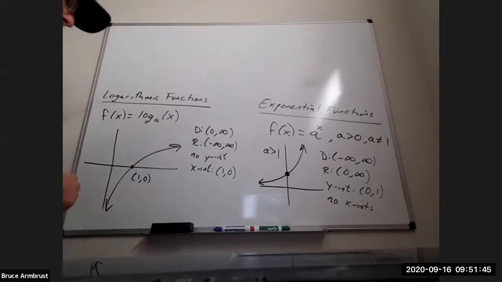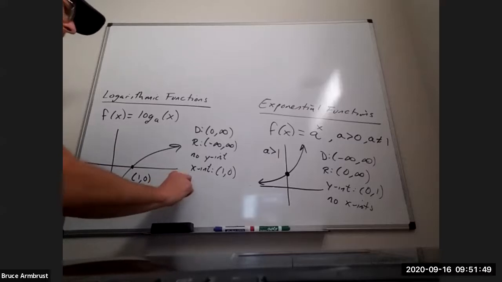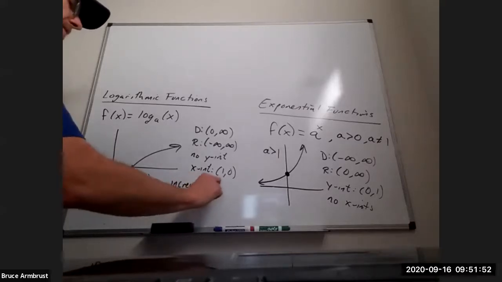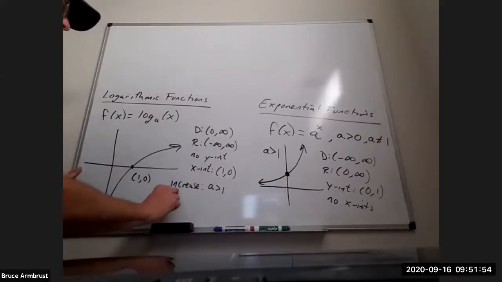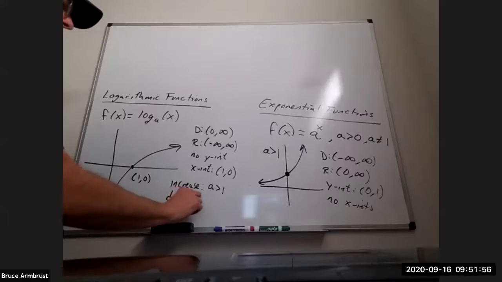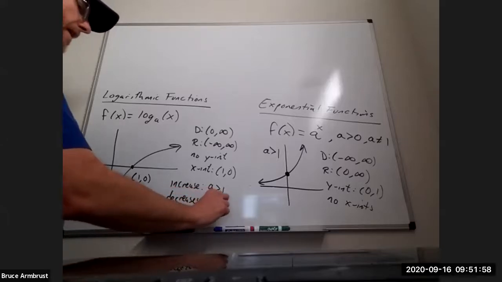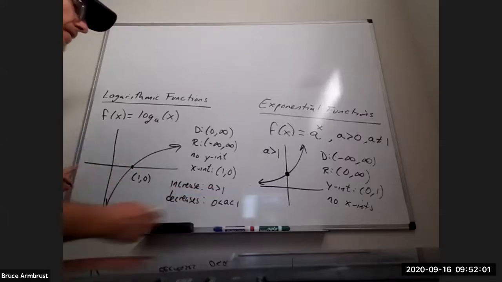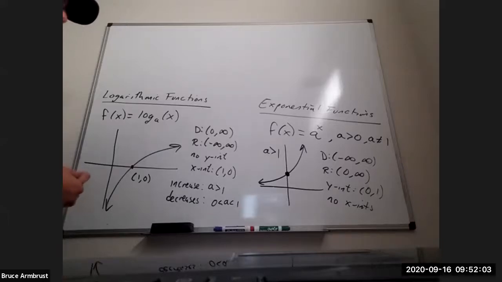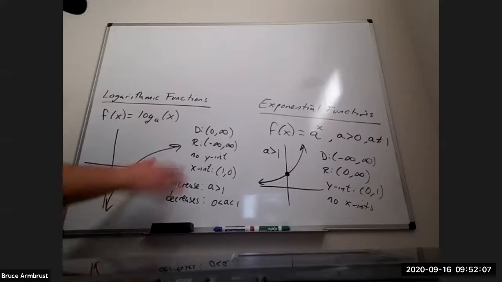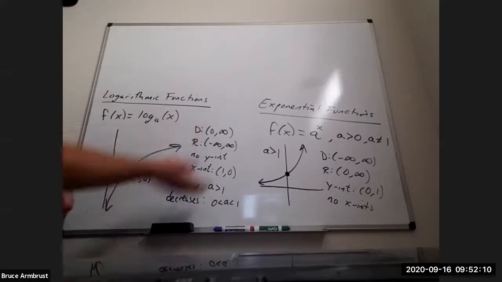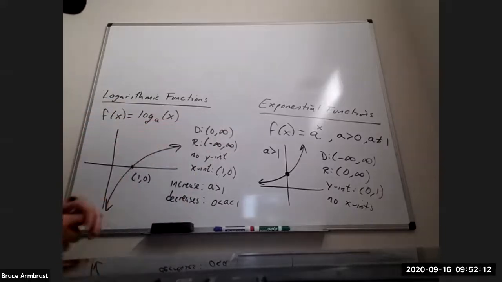In terms of increasing and decreasing, we actually have the exact same scenario as with exponentials. It increases if the base is greater than 1, and it decreases if the base is between 0 and 1. It's nice that this is pretty much the same as exponentials. You just swap the roles of y and x. So domain and range swap, and the intercepts swap too.